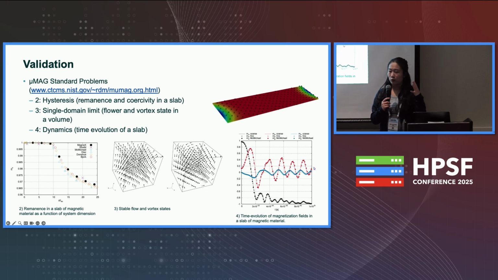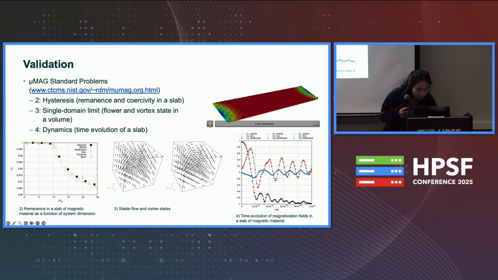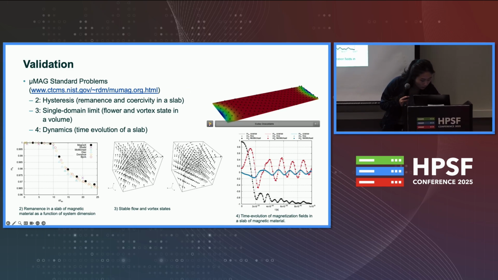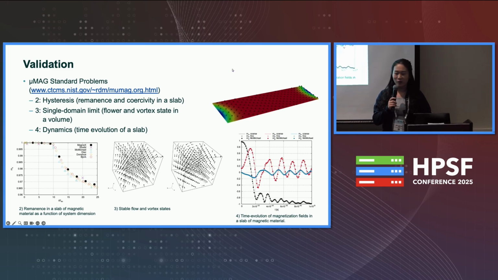So other than just relaxation, we actually put in an active magnetic field, the external magnetic field that is defined by the user. Sorry, the animation is not playing well, but basically what I want to show is we have a magnetic thin film, and we initialize it to some magnetization state. We remove the magnetic field, and we let the system relax to a stable state.